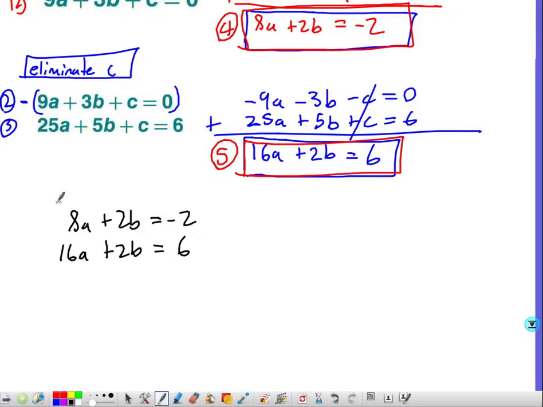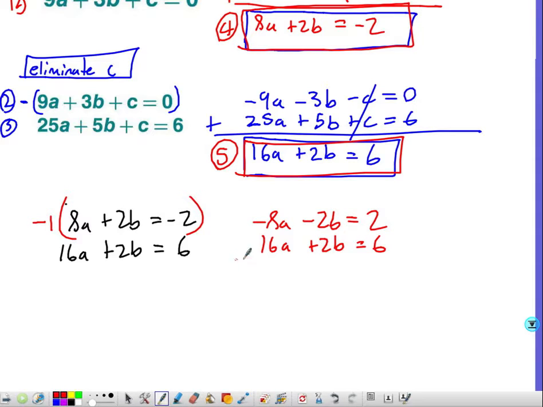Now here, it doesn't matter which one you eliminate as long as you eliminate a variable. So it can either be a or b. Looks like we can eliminate b by simply multiplying one of them by -1. So if we multiply the top one by -1, we're going to get -8a minus 2b is equal to +2. We didn't do anything with equation 5, so we're just going to write everything the same.